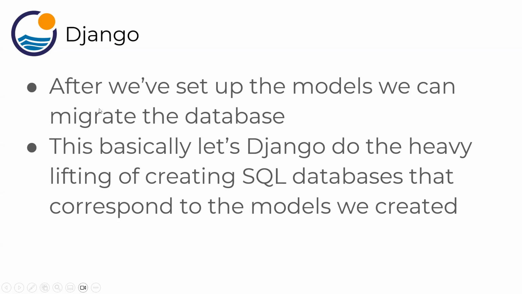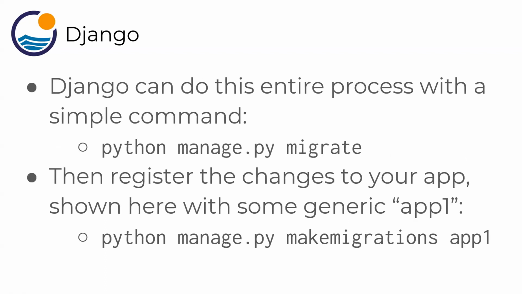After we have set up the models, we can migrate the database. So after actually creating the models, the next step we need to do is migrate the database to the backend. This basically lets Django do the heavy lifting of creating SQL databases that correspond to the models we created. Django can do this entire process with a simple command, python manage.py migrate. So you will create models, write some code for models, then that code you need to migrate. And how to migrate? By using manage.py migrate.